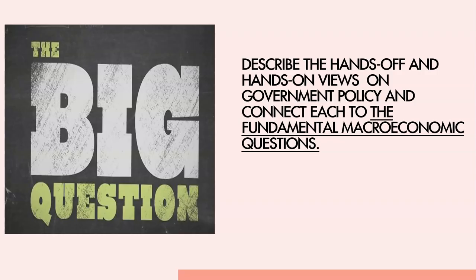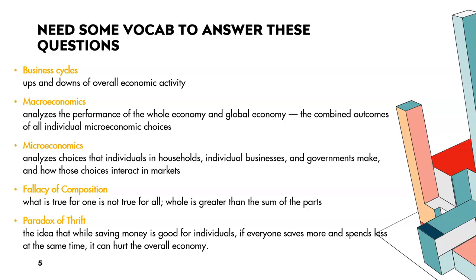So, of course, what is the question? Well, let me give you this vocab before you are able to answer these questions. Some of these are new, some of these are old, but a business cycle: the ups and downs of overall economic activity. Macroeconomics analyzes the performance of the whole economy and global economy, the combined outcomes of all individual microeconomic choices. Microeconomics analyzes choices that individuals and households, individual businesses, and governments make, and how those choices interact in markets.